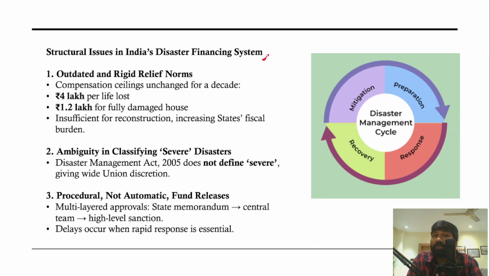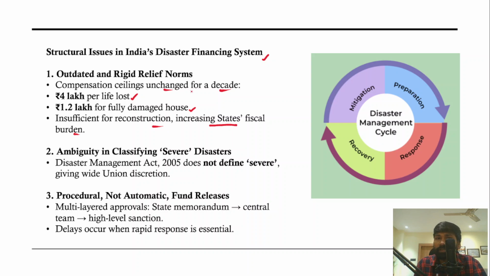So it is associated with such rigid norms. For example, the compensation ceilings that the center provides to the state governments have been unchanged for the last decade, right? In fact, there is inflation, and there are also changing economic dynamics, and despite that, the center has not changed the compensation ceilings. For example, 4 lakh is provided by the center for a life lost and 1.2 lakh for a fully damaged house. So there is a need for an immediate revision of this compensation amount, and this amount is insufficient for reconstruction, increasing the states' fiscal burden as well.